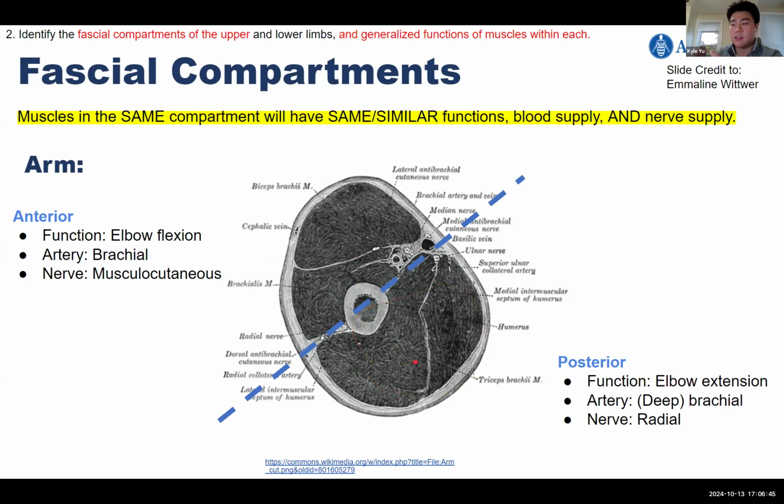So again, going back to the movers and antagonists, if you have muscle groupings on opposite sides of a fascial compartment, they will do opposite things. So again, tying back to movers and antagonists, that is the understanding of the classification there.